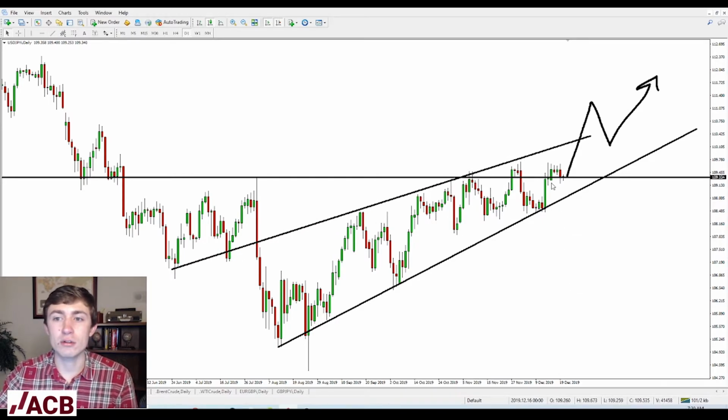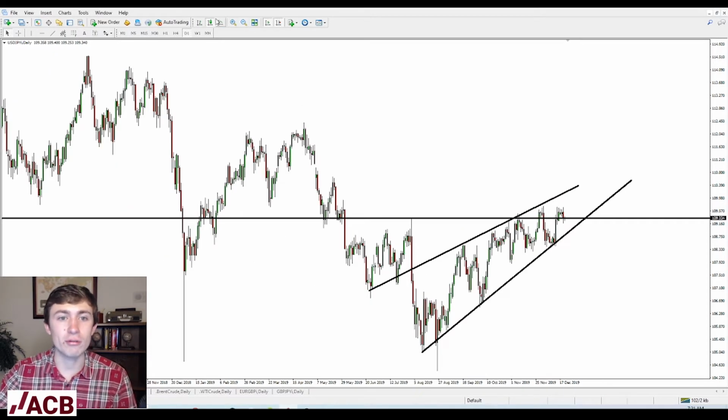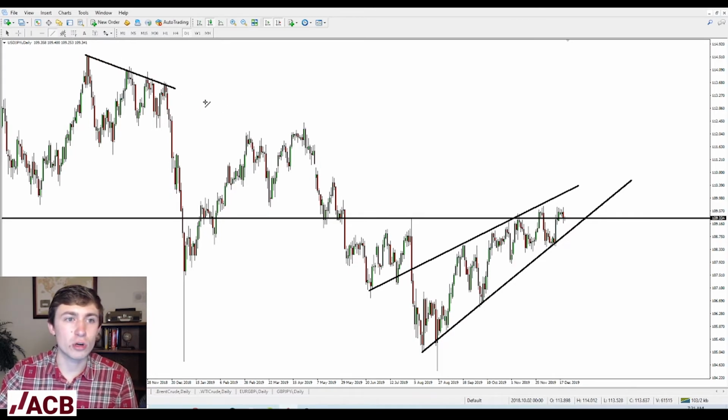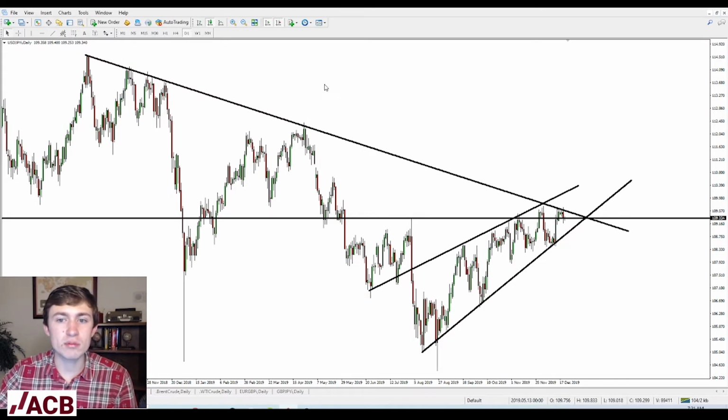My bias here is going to remain respecting this short-term trend, but also remembering that longer term, we have a significant structure level. You can see right here, as we've drawn recently in these market updates, we've talked about this level here.